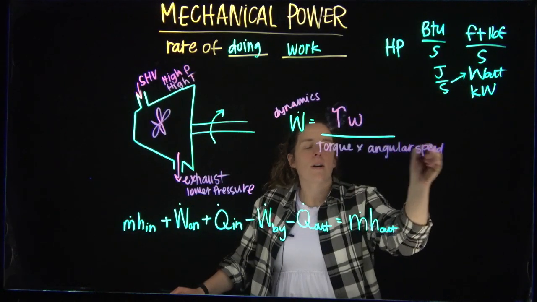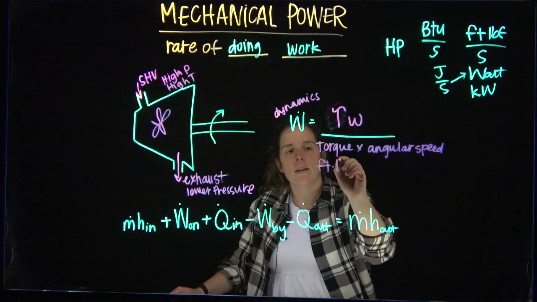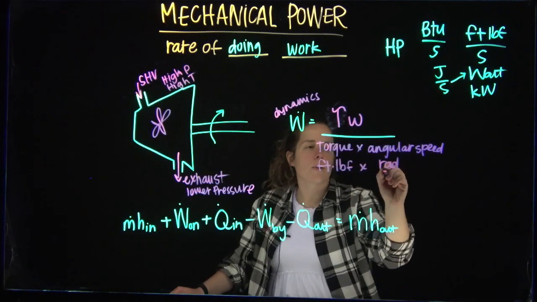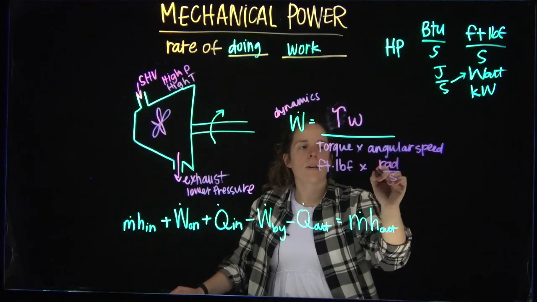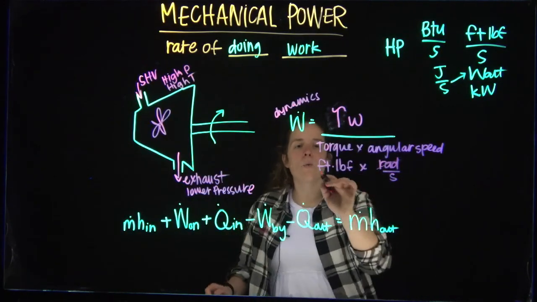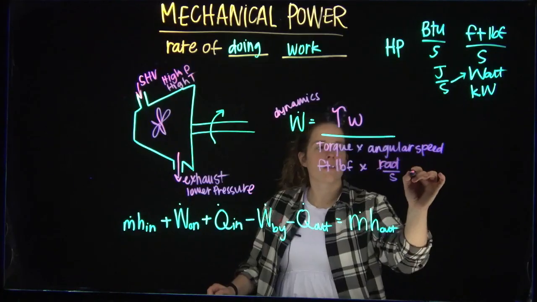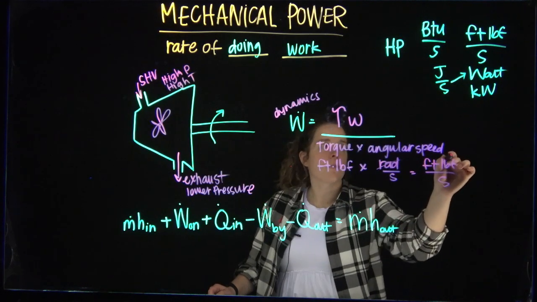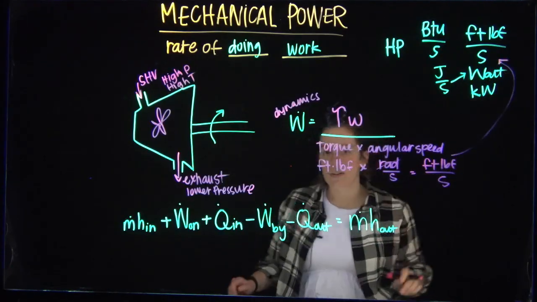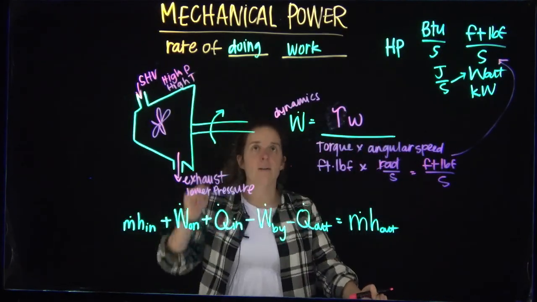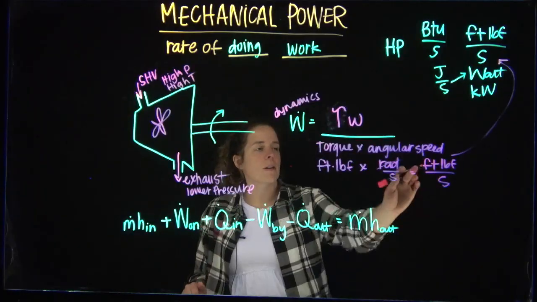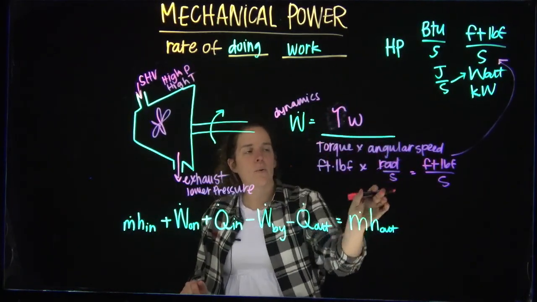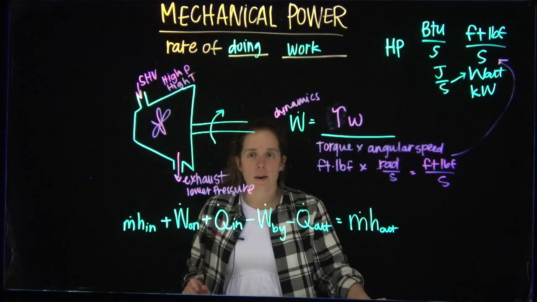So that is where your foot-pounds comes in, times something like radians per second. And we know radians aren't really a unit, so we get foot-pounds force per second, which if you go back up here, is one of the units we're looking for for mechanical power. So the rate of doing work works the same as your dynamics definition here of how we're going to get what that power is.